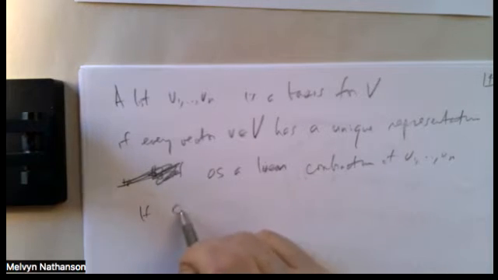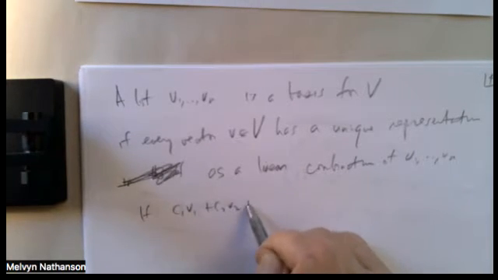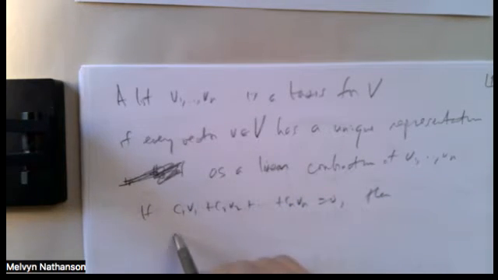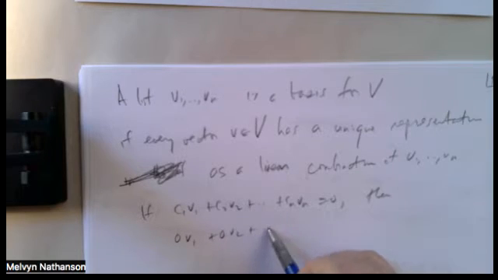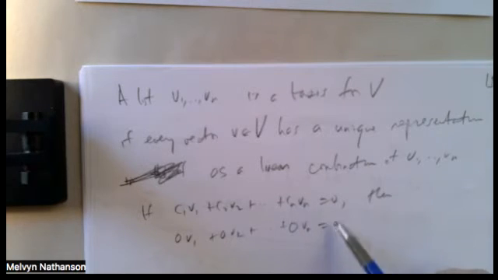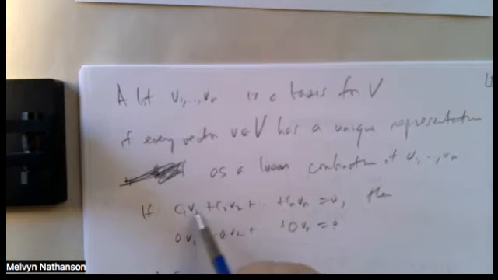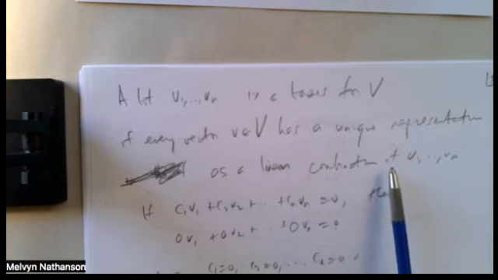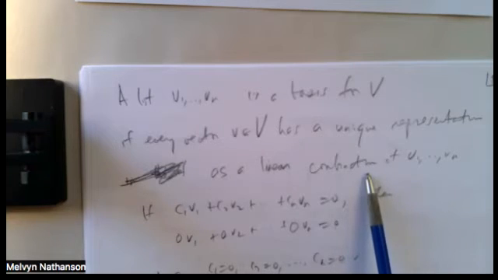For one thing, if c1 v1 plus c2 v2 and so forth up to cn vn equals 0, then the fact that 0 times v1 plus 0 times v2, taking the linear combination with the coefficients equal to 0, also gives the 0 vector, and because every vector has a unique representation, this implies that all of these coefficients are 0. c1 is 0, c2 is 0, and so forth, up to cn equals 0. So this immediately implies that the vectors are linearly independent, and of course they span because every vector is a linear combination.